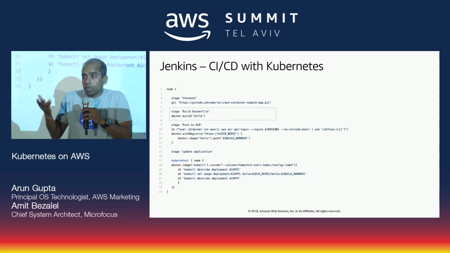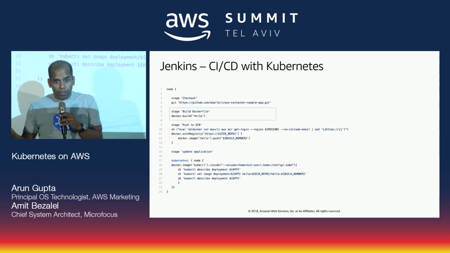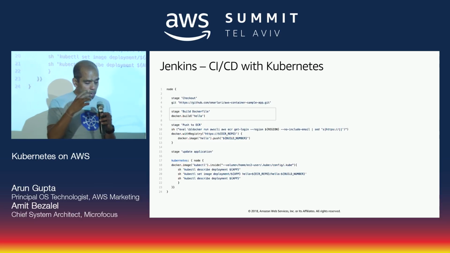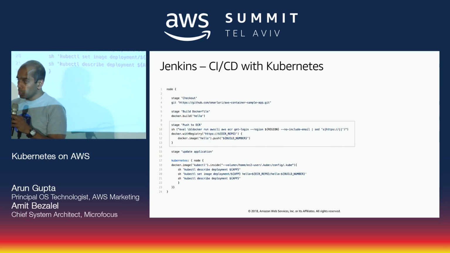Then you say, all right, I'm going to use a Dockerfile, because this is just a Java project or a Node project or a Python project. Use a Dockerfile to build my Docker image. Once you build the Docker image, you can push it to your repository of choice.